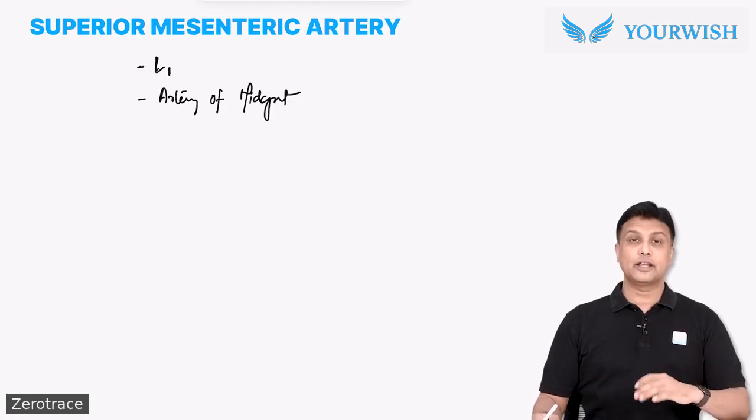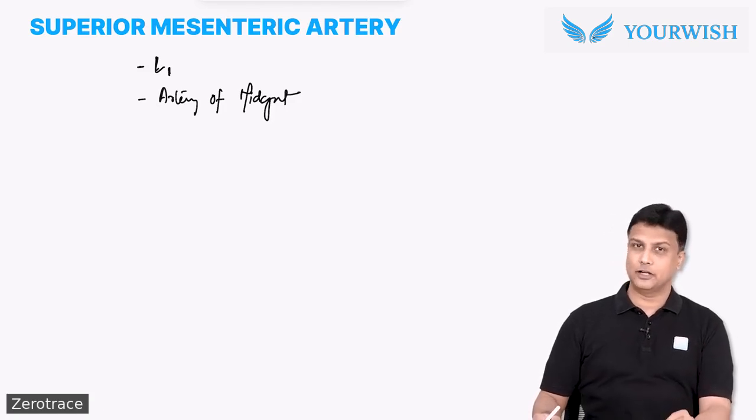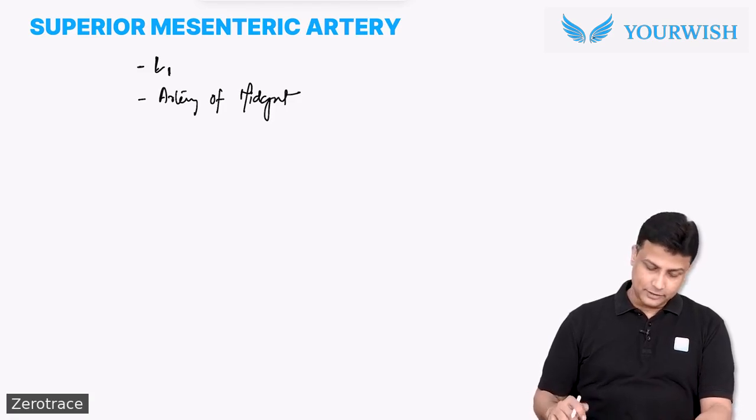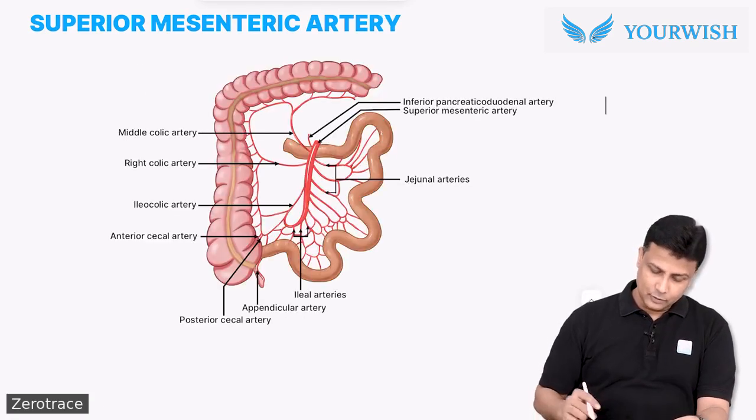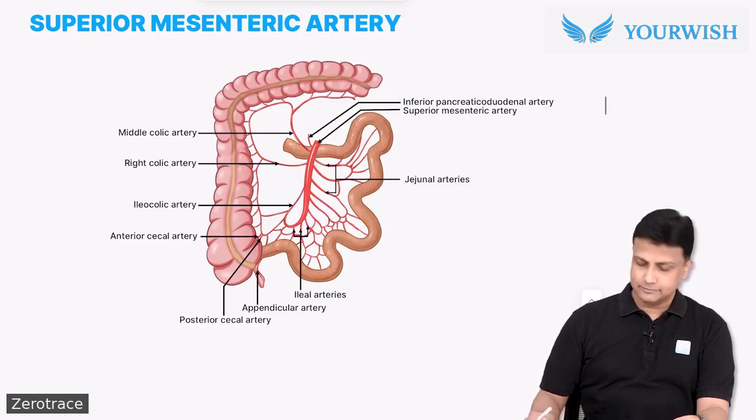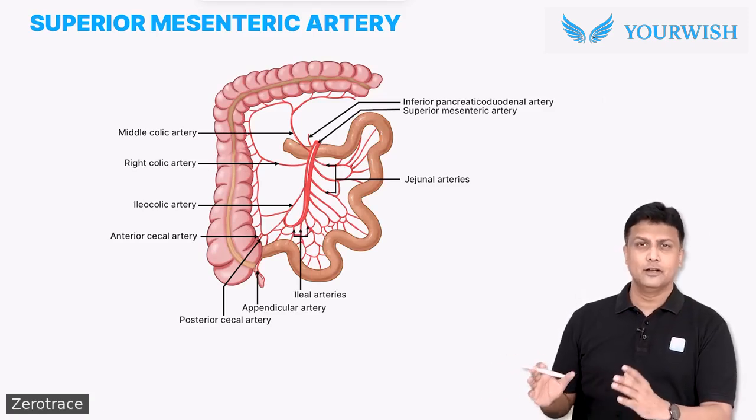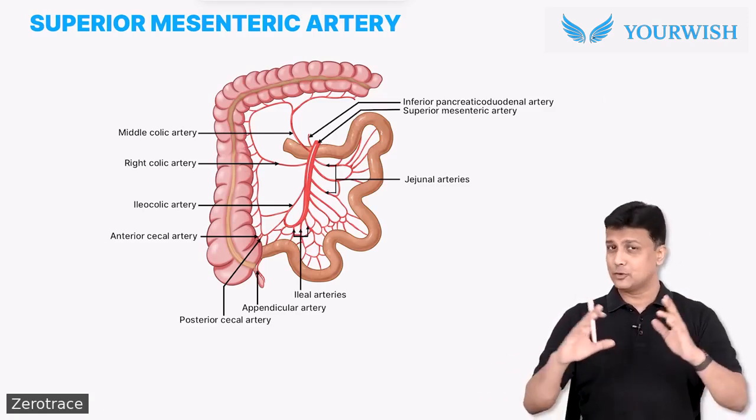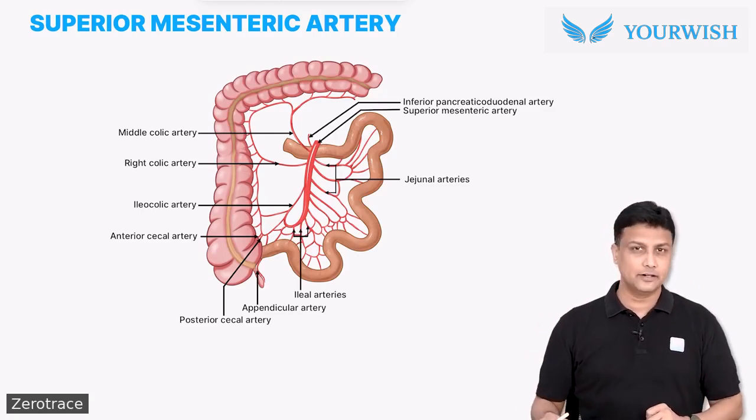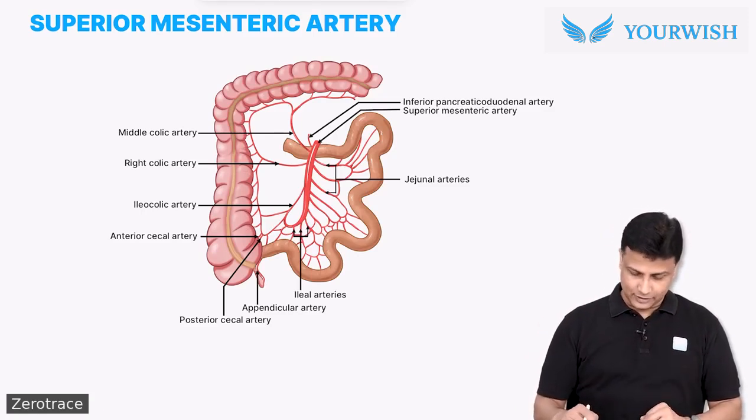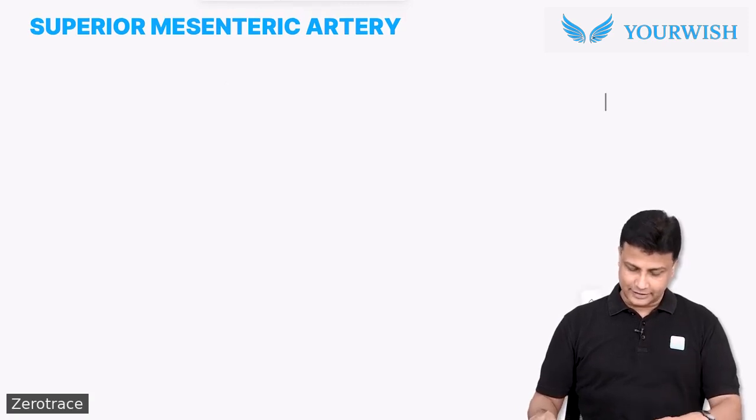Now, the most important thing is: what are the branches given by the superior mesenteric artery? Let's see all the branches given by this one. If you look at this diagram here, this will be the textbook diagram. There are so many arteries over there. If you look at this diagram at once, you'll get confused about how to remember. I'll tell you one simple method to remember all these branches. So let's draw our diagram right now.